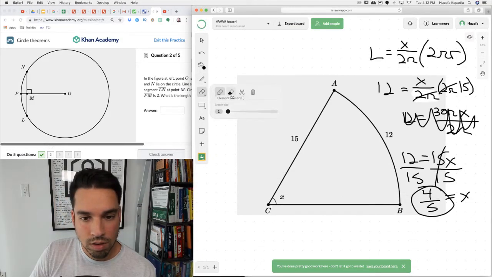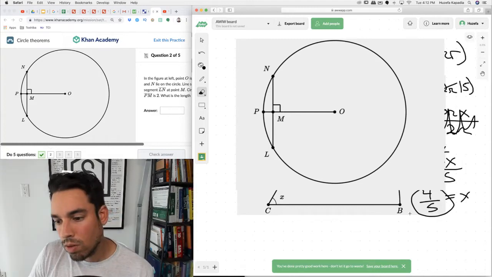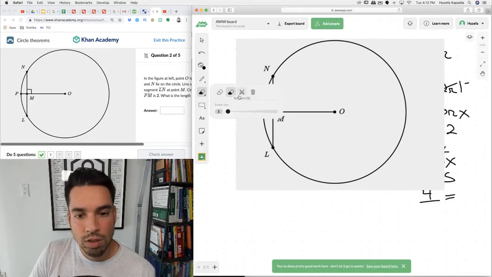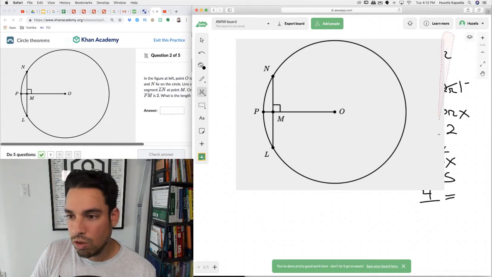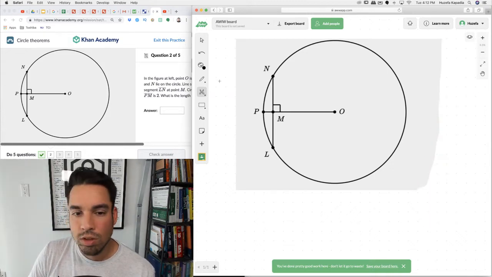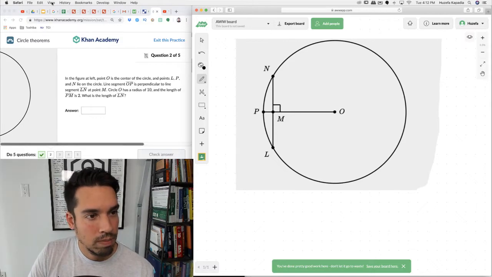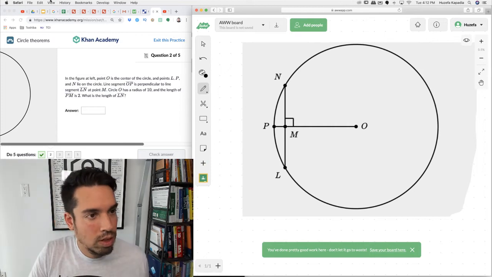Get rid of all this other stuff here. Goodbye. Oh, it's not going away. So weird. Okay, let's use that. Oh, there it goes. Yeah, let's just use the scissors, chop all this off. Sweet. All right, let's read the question and zoom back in.